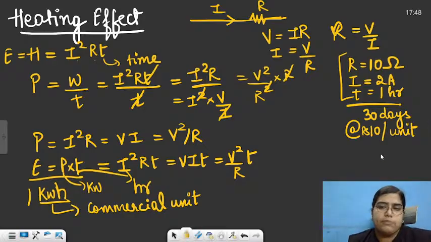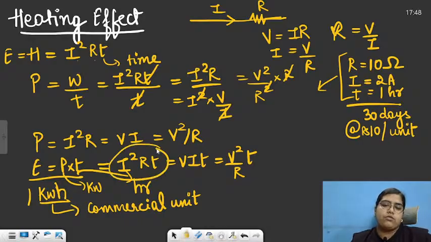So what steps should be followed for these type of questions? First, you can calculate the energy consumed in one day. We have I, we have R, and we have T. You can just use this formula I squared RT. When I use 2 into 10, that is 20, and 20 into 1 is 20.